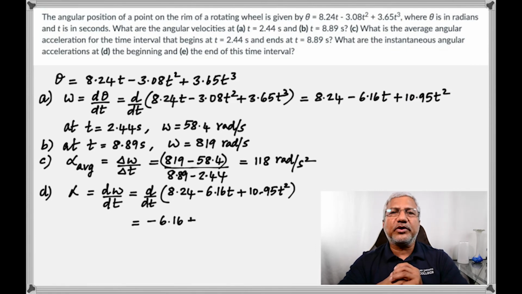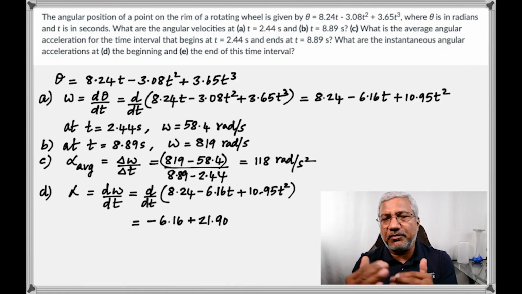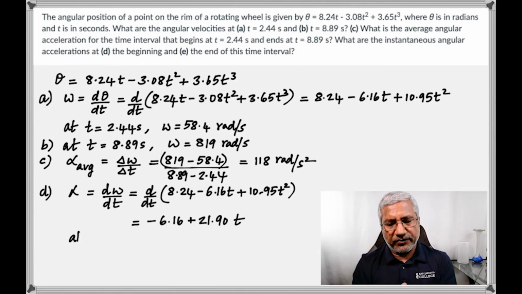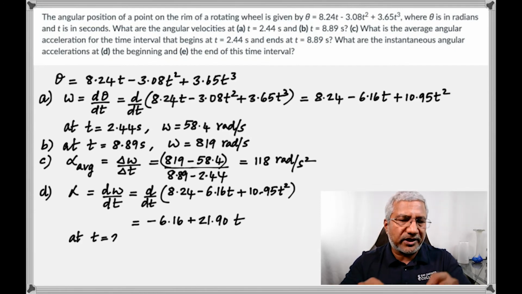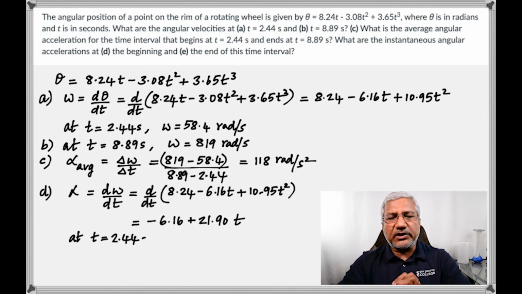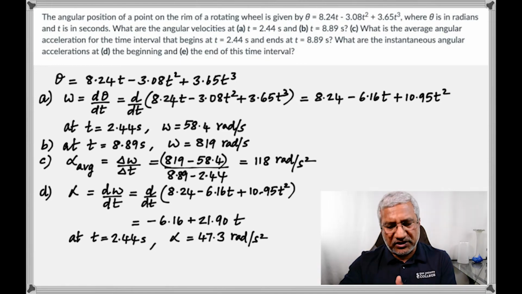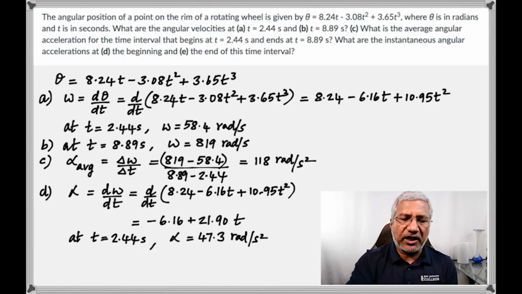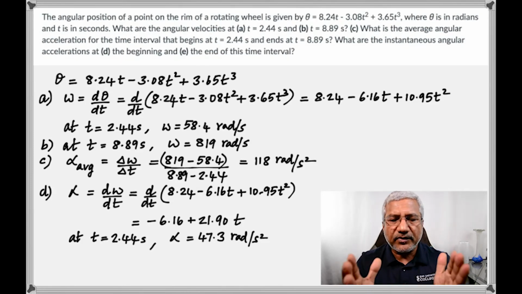Okay, which is what I'm doing now. So you get d omega by dt. You see the difference there. And now you can plug in whatever time is given. And so it's at the beginning and at the end. So when t is 2.44 seconds, you get 47.3 radians per second squared. At the end of this time interval, you got to put 8.89. I don't think I've done that, okay? So that's how you do it. So you see the difference.